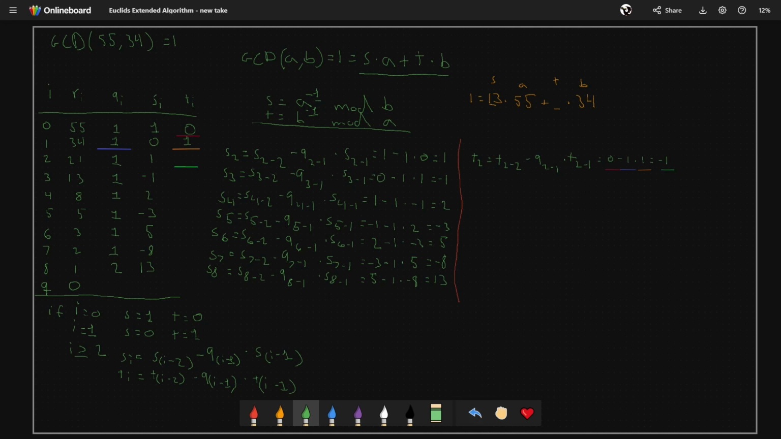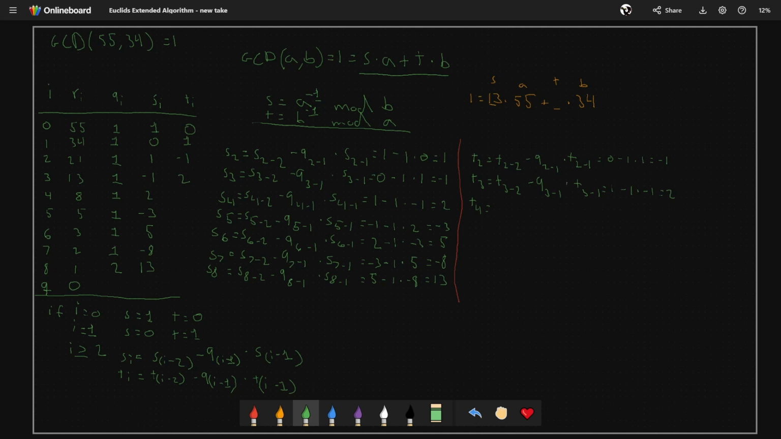So let's write that over here. Negative 1. Then we have t3. t3 is equal to t3 minus 2 minus q3 minus 1 multiplied by t3 minus 1. t3 minus 2 is t1. t1 is equal to 1. Minus q3 minus 1, which is still 1, multiplied by t3 minus 1 is t2. And we calculated t2 to be negative 1. So we'll now have 1 multiplied by negative 1. 1 minus negative 1 turns to plus, so we'll here have 2. Write that over here.